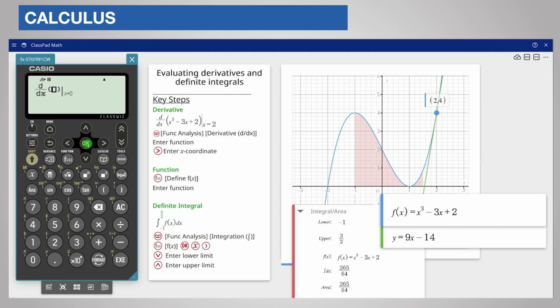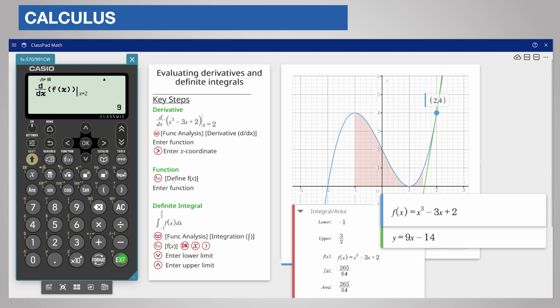And this time enter the function f of x. To do this, press the Function key and choose f of x. As you are evaluating the derivative with respect to x, enter the variable x using the dedicated key and close the bracket. Scroll right to enter the x-coordinate of the point and press the Execute key to evaluate.